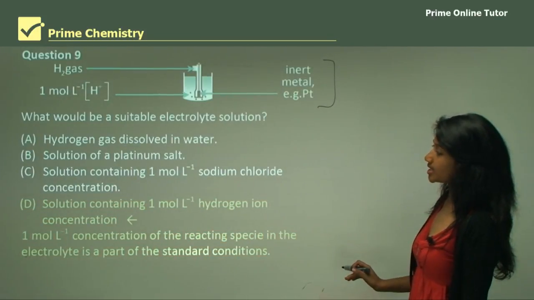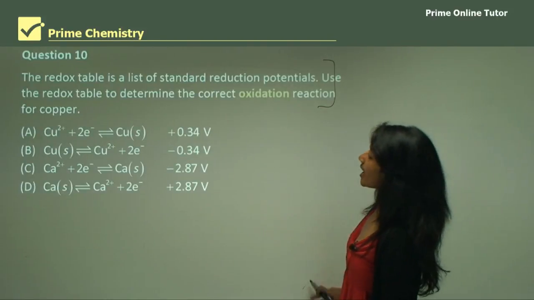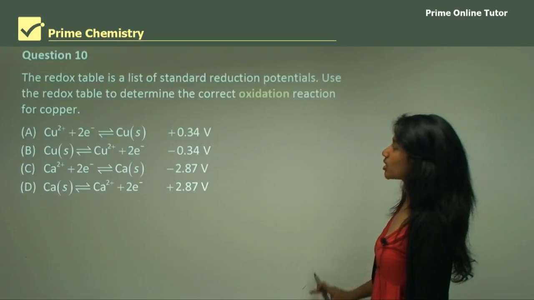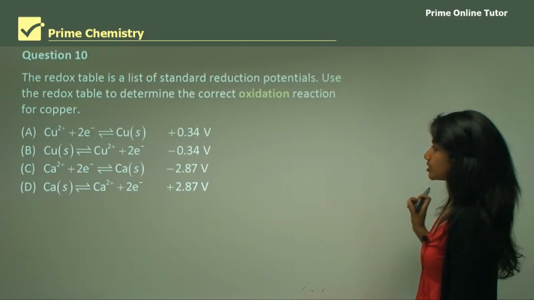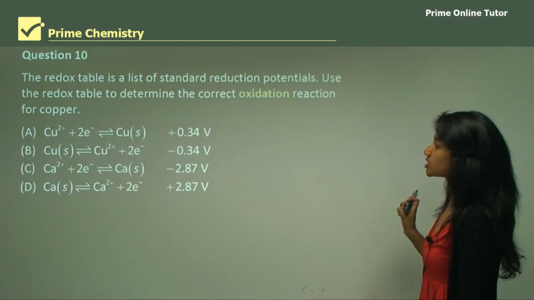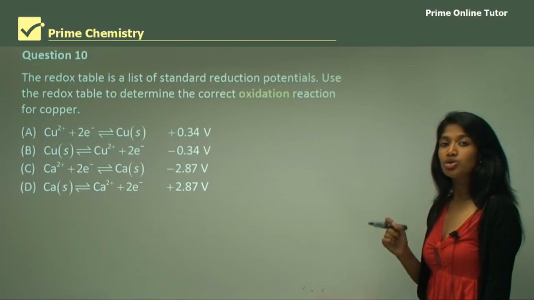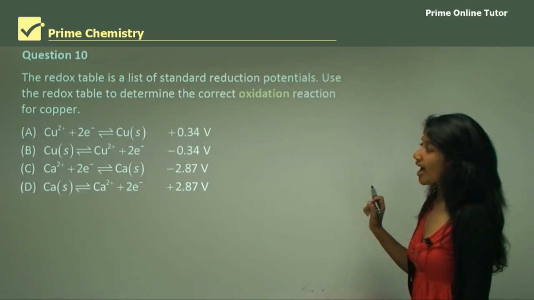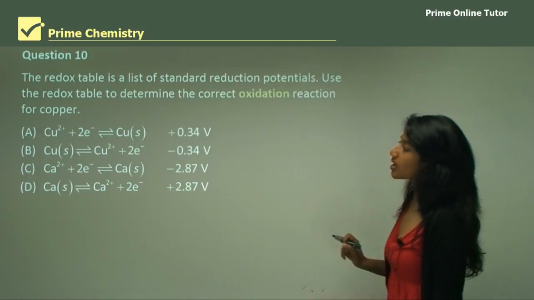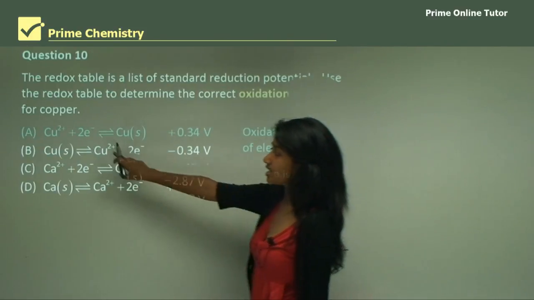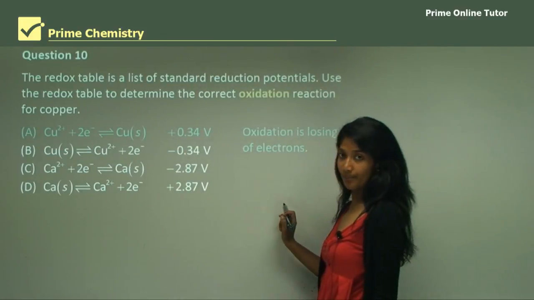Question 10 is a multiple choice question as well. The redox table is a list of standard reduction potentials. Use the redox table to determine the correct oxidation reaction for copper. Now you would have to refer to your standard potentials table, and we have 4 options here again. Option A, it has copper gaining 2 electrons to give copper, the solid.